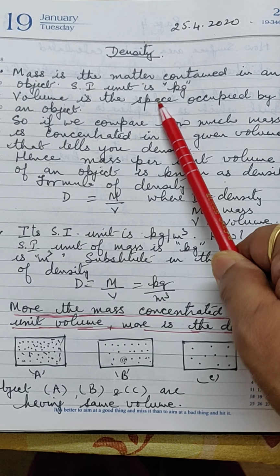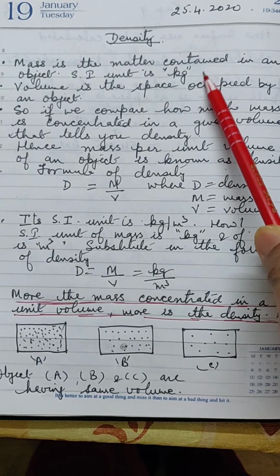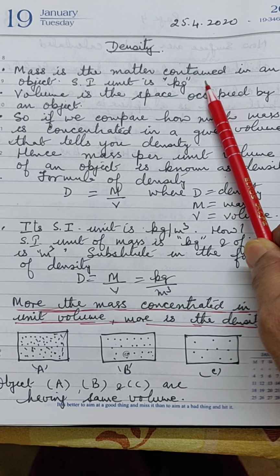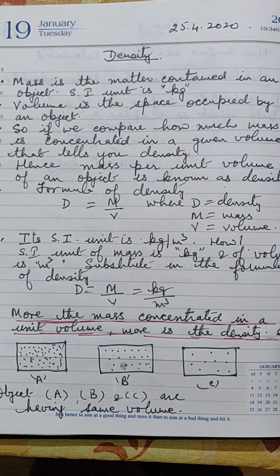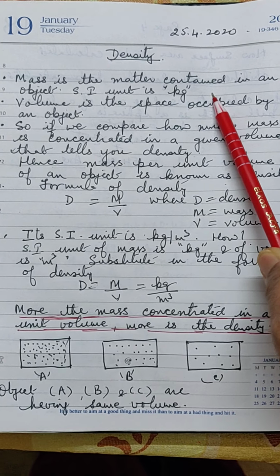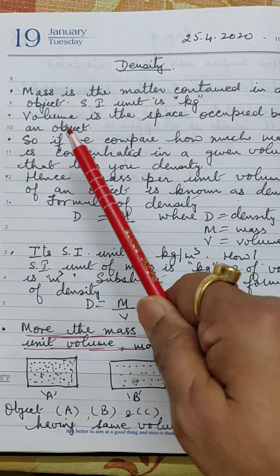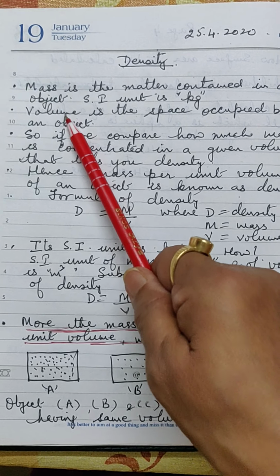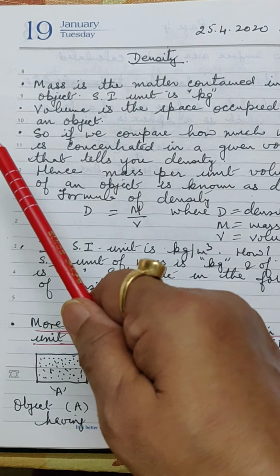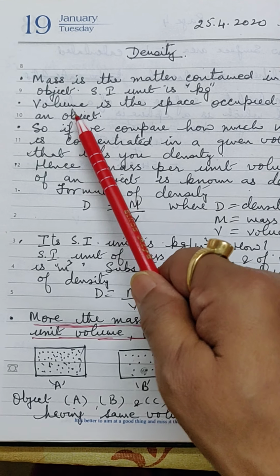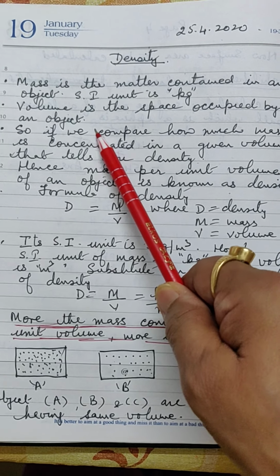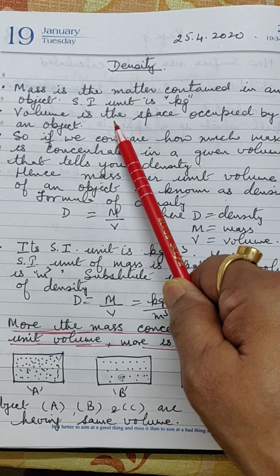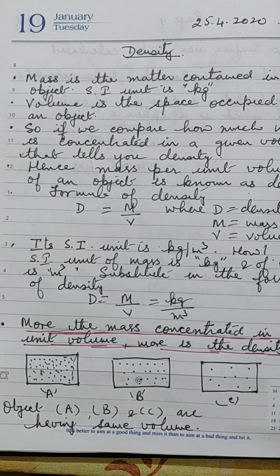SI unit of mass is kg. Please remember this because we will be using this term. So mass is the total amount of matter contained in an object and its SI unit is kg. Next we recapitulate volume, which you studied on 23rd April. Volume is the total space occupied by an object and its SI unit will be meter cube.